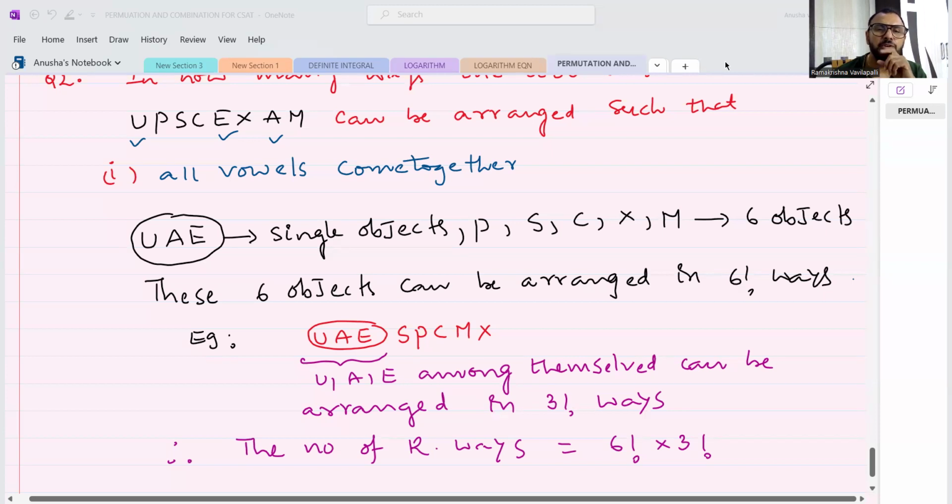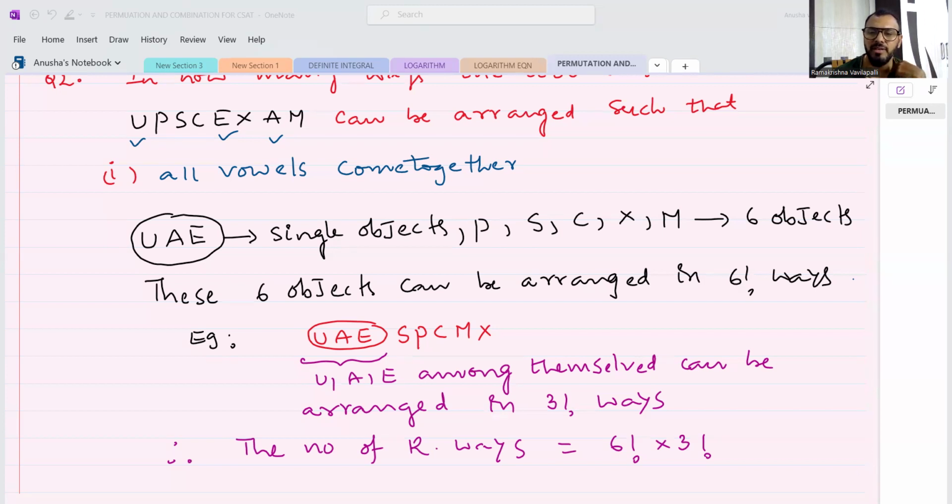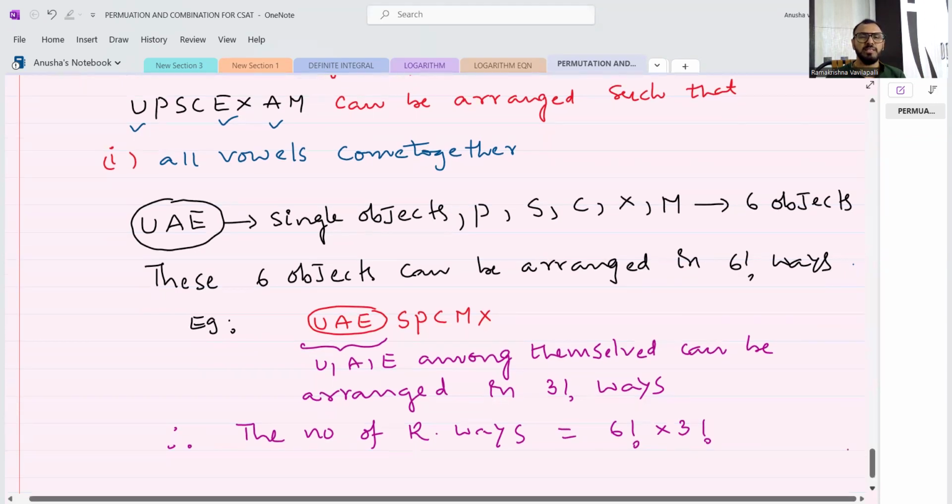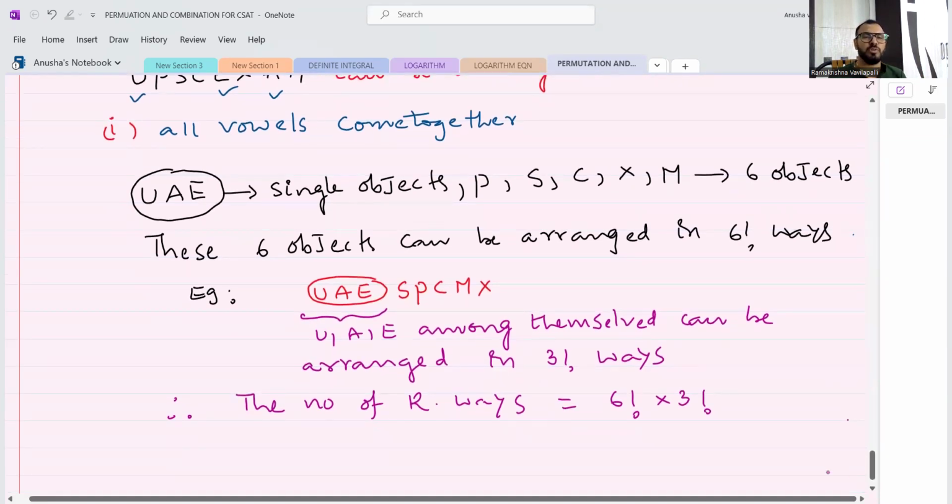So whenever we want to find the arrangements of some objects in which particular objects always come together, we take those particular objects as a single object and mix with the remaining objects and then arrange them, and then multiply with the internal arrangement of those objects that come together. Now, here the question is, all vowels come together.